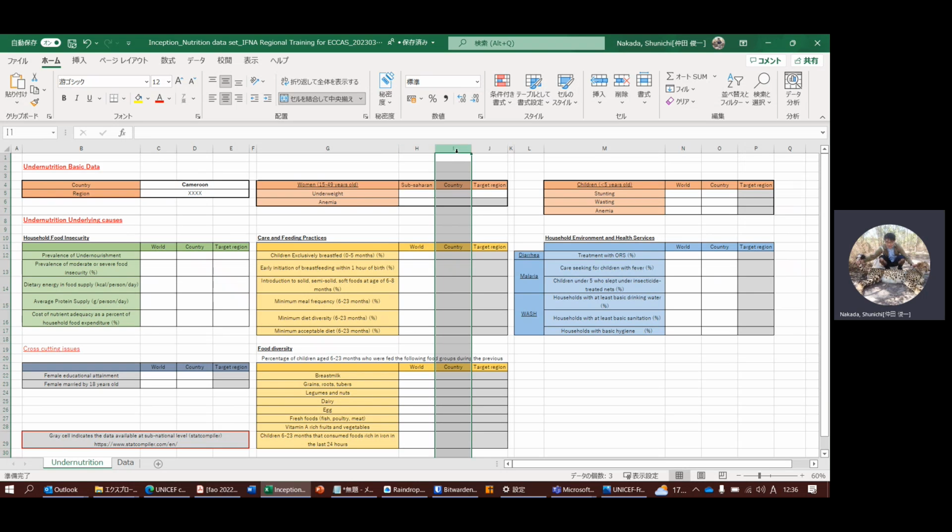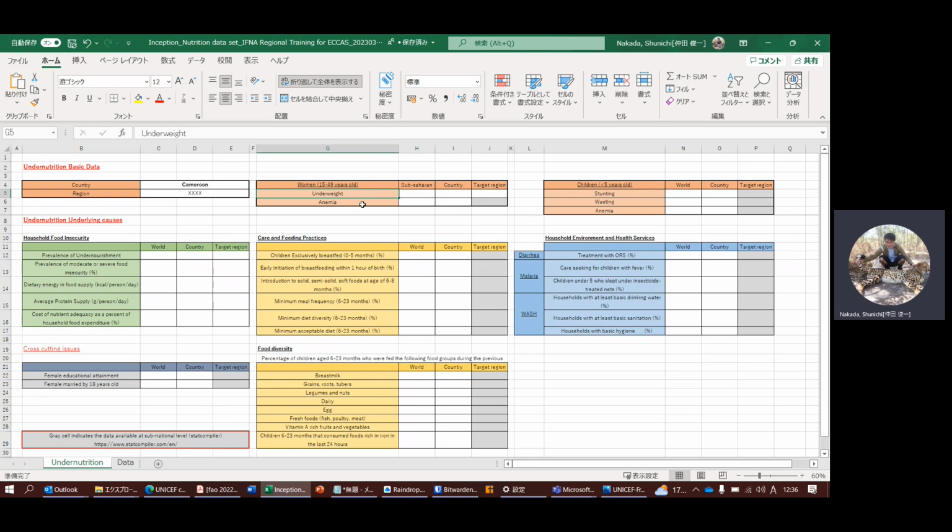You can observe several columns. One column is about the country. This is the place you put your country data. And this one is reference data, which is either the world or sub-Saharan average. When we see the number for your country, it is difficult to evaluate whether this number is big or small, or what the status is. For this purpose, we put the world average or sub-Saharan average as a reference. And the third column is the target region. This is subnational data. If you have an available data set, please put the data here.